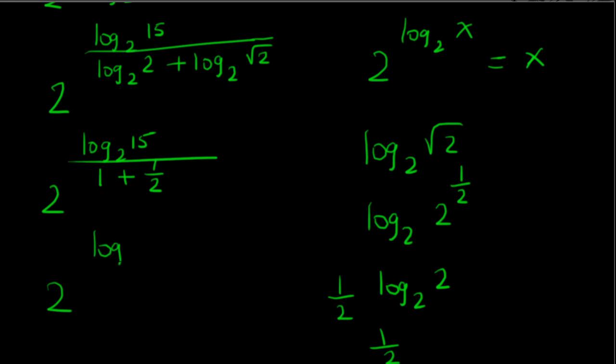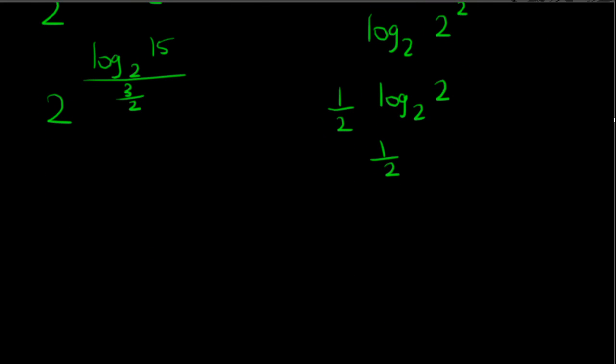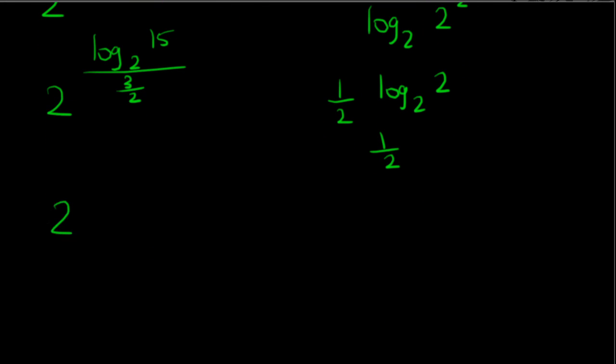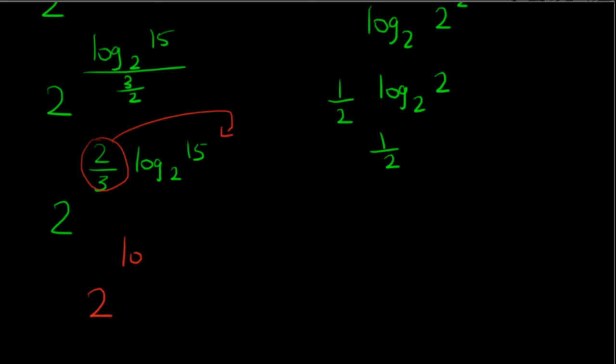So that's 2 to the log base 2 of 15 over 1 plus 1/2, which is 3/2. I don't like this 3/2 in the denominator, so I'm going to move it to the top as 2/3. And this 2/3 can be moved to the exponent of 15, so we're applying the property. That turns into 2 to the log base 2 of 15 raised to the 2/3 power.